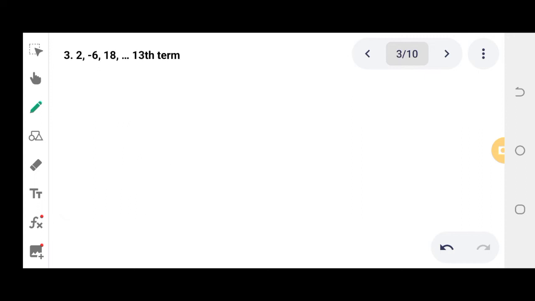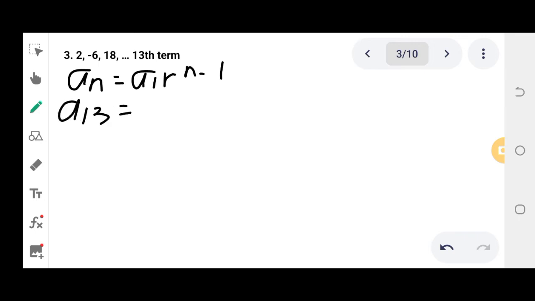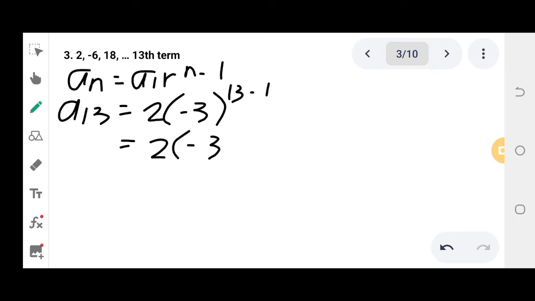So, 13th term naman, ang given is 2, negative 6, and 8. So, again, formula is A sub n is equal to A sub 1 times r raised to n minus 1. Ang hinahanap po natin is A sub 13, that is equals to 2. Ang common ratio is negative 3. Right. Then, 13 minus 1. So, that is 2 times negative 3 raised to 12.